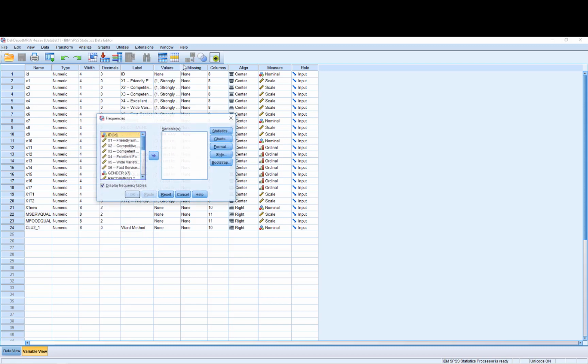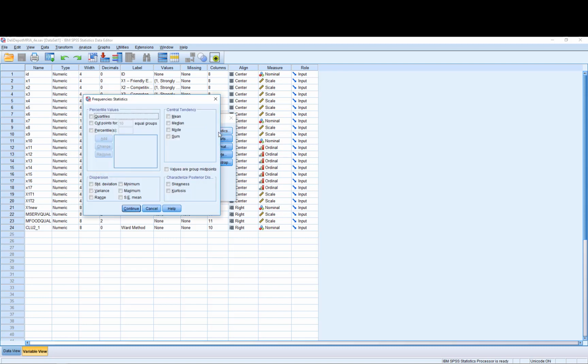So I'm selecting frequencies, my X1 variable on the left. I then select the arrow so it's now on the right. I click statistics. This is where in frequencies you can get all of your descriptive statistics as well. In central tendency, I can get my three different central tendency measures: mean, median, and mode. In dispersion, I can just select all of them. I'll talk about them all later.